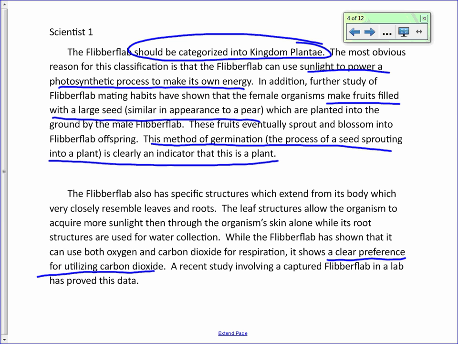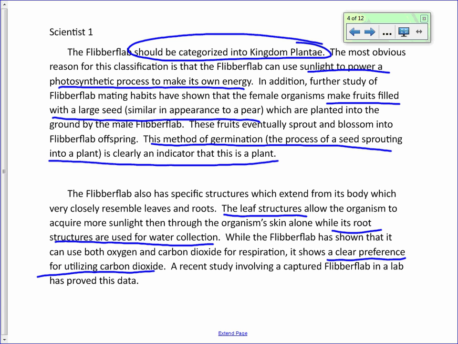All right, there's about two more maybe in here. Its structures are used for water collection. Excellent. It has roots. And it's got root structures used for water collection, and yeah, it's got leaves. All right, plants have leaves, and this guy is saying that this thing has leaf structures. Nice. All right, so what we did here is we underlined pretty much 6 pieces of evidence that this scientist is using to support their argument.